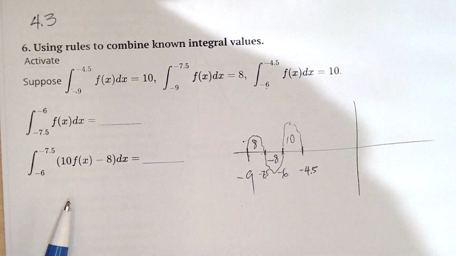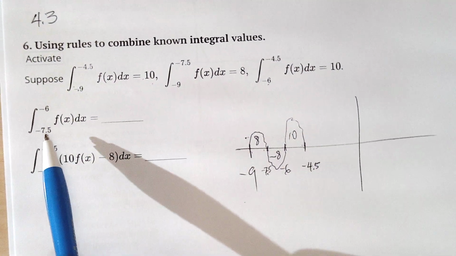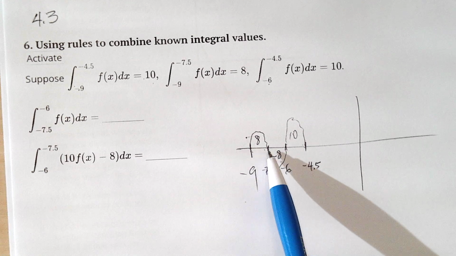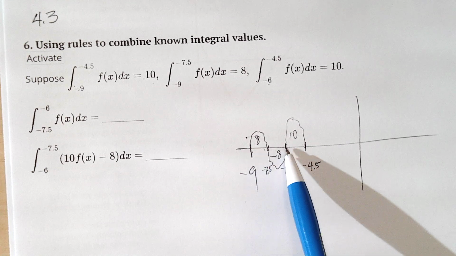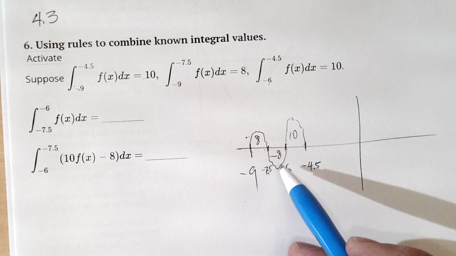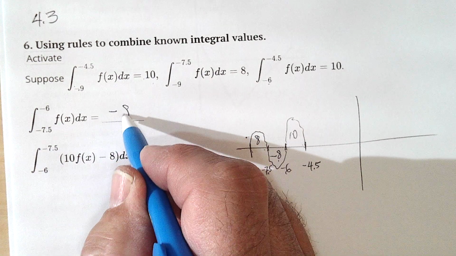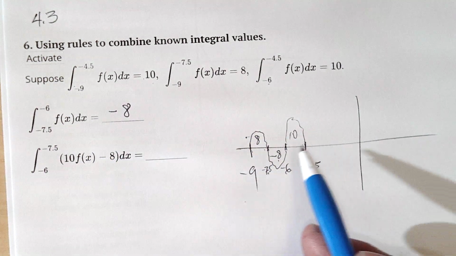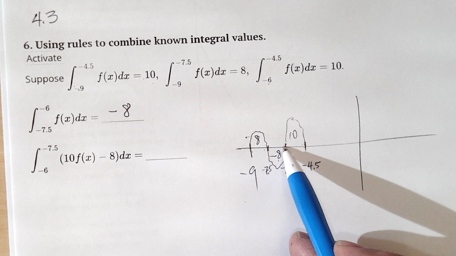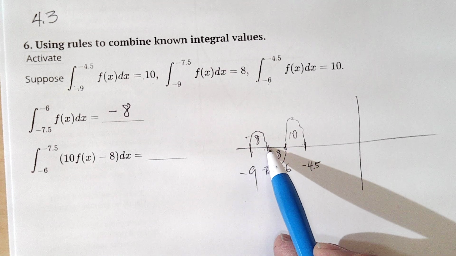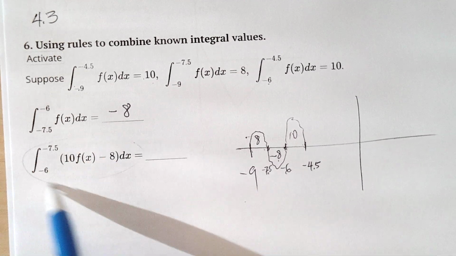So now I can answer the questions. What's the area between -7.5 and -6? Well, we just figured out that had to be -8. And from -6 to -7.5, we've got to do some stuff here.